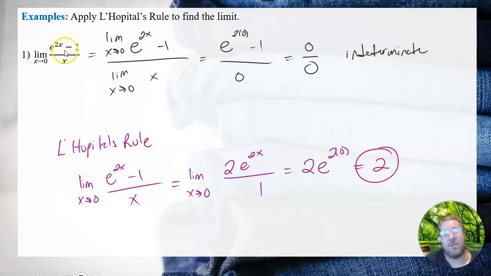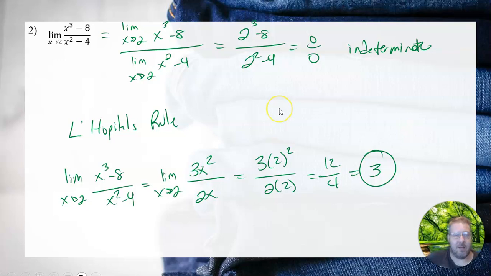Just because I got 0 over 0 doesn't mean that there wasn't an answer. And I will just keep doing it until I get an actual answer itself. Same thing, I use my properties to split it up. Then I plugged in my 2's. I end up getting 0 over 0, which tells me that L'Hopital's works.